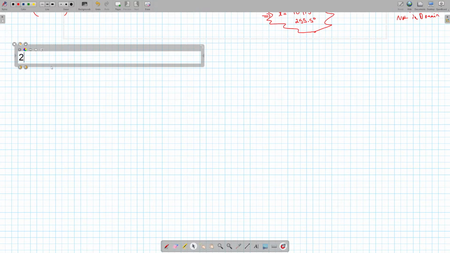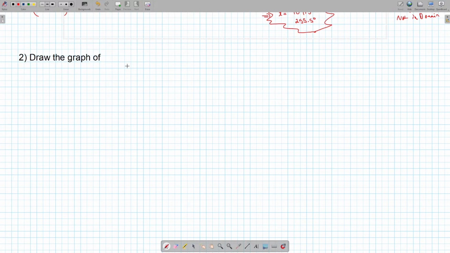Question 2. It's draw the graph of, I'll write this in pen, y is equal to cosine of x plus pi over 4, for x in between 0 and 2 pi. Can we draw this, guys? I think we've solved way harder than this, right? This is a nice 1 mark.